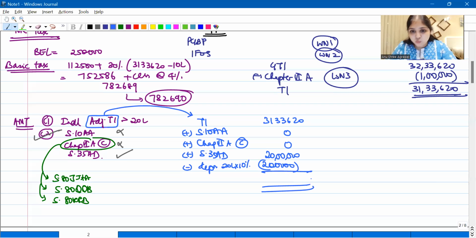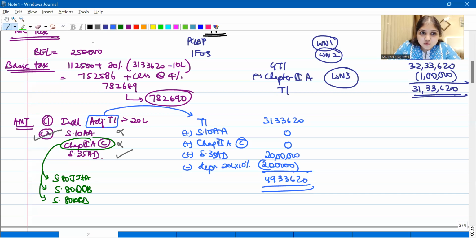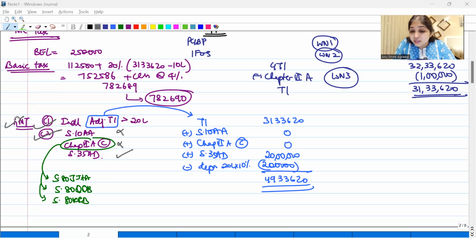So can you tell me what's the net number? What is this assessee's adjusted total income? Adjusted total income, guys, it's going to be 49,33,620. Are you noticing it is more than 20 lakhs? Yes. So even this condition is fulfilled. Condition 1, condition 2, both fulfilled, which means I can conclude that AMT is applicable. Everybody agrees AMT is applicable.